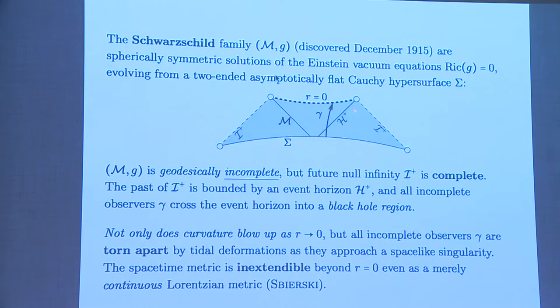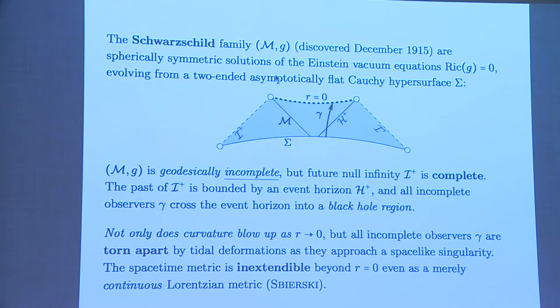So it so happens that any observer, so any time-like geodesic that enters the black hole only lives for finite time, but all the observers who refuse to enter the black hole, they live forever. Okay. So somehow you have geodesic incompleteness, but the incompleteness is hidden inside of this black hole region. Okay. So that's sort of the second thing that I want you to take away from Schwarzschild.